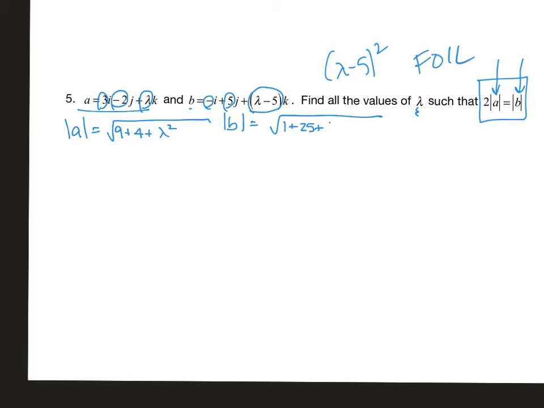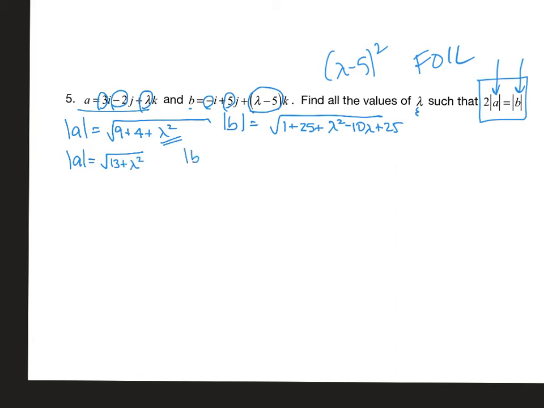So if you foil it, first, outer, inner, last, you should get this. Now both of those can be simplified. And this is also where my teeth hurt right now, because yes, I know that this is a square, but it does not get to come out from under the radical, you guys, because of the plus. So when you simplify, this becomes 13 plus lambda squared.